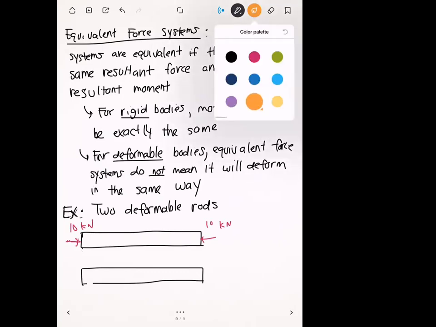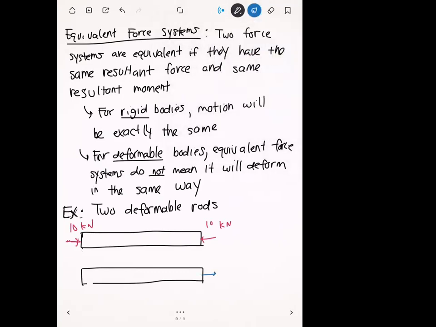Meanwhile, the rod on the bottom is also going to be in static equilibrium, but it's going to be in tension. Let's say that we're stretching the bottom rod with a tensile force of 5 kilonewtons in each direction. In terms of resultant force, it's exactly the same for these two. Both of them have zero resultant force. But we know, just from our knowledge of what a deformable model is, that the deformation is going to be different. If we consider the top rod, we know that this rod is going to compress a little bit.